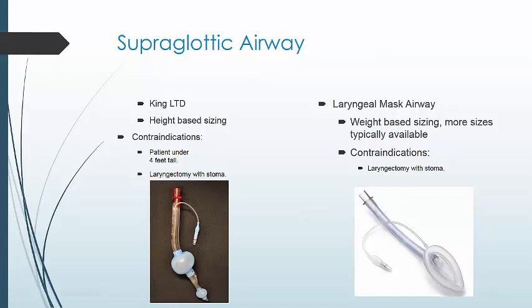Contraindications for King are going to be patients who are under 4 feet tall and laryngectomy with a stoma. Now for your LMA, these are weight-based sizing, so there are typically more sizes available, and they do have pediatric specific sizes. Your contraindications, laryngectomy with a stoma.